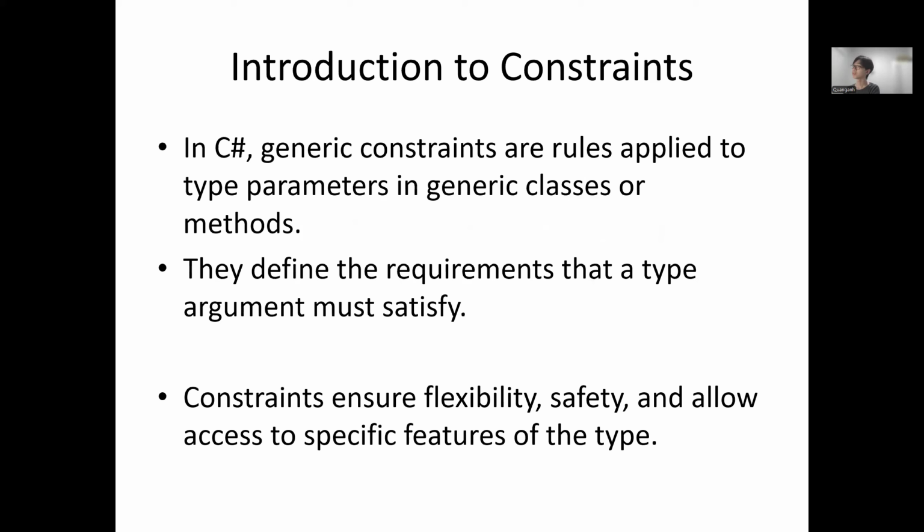So in C sharp, generic constraints apply to type parameters in generic classes or methods. They define the requirements that a type argument must satisfy. What is a type argument? It's the T that holds the key value. And the constraints ensure flexibility, safety, and allow access to specific features of the type.